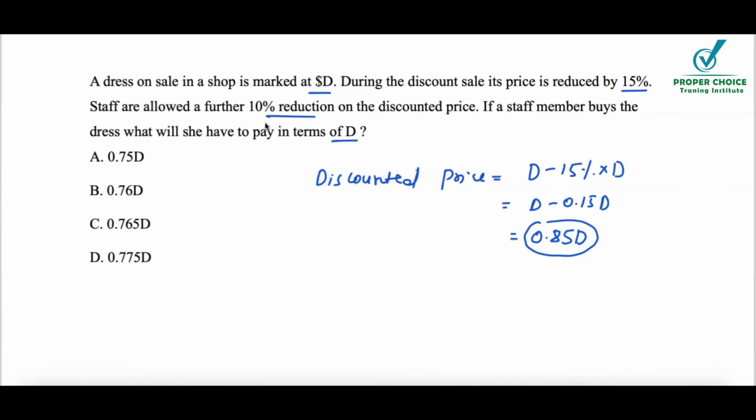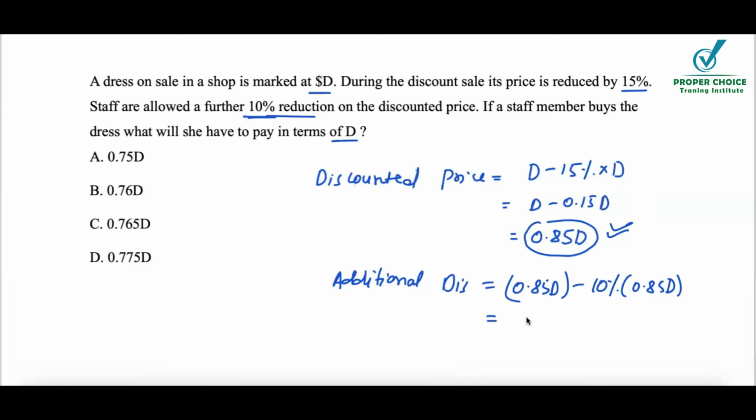Again, they say that if a staff member buys it, an additional 10% discount will be given on this price. So for the additional discount, this amount 0.85 times the D minus 10% of its value will be further reduced. After simplifying, it becomes 0.9 times 0.85 times the D. So what does this give us? It gives us 0.765 times the D, which matches option number C.